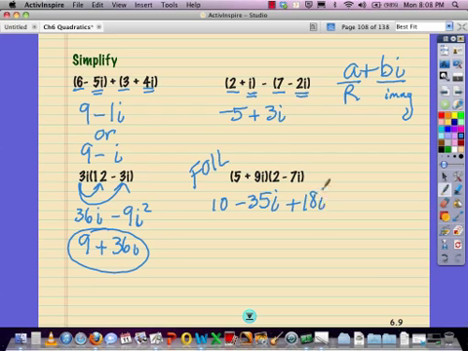Last times last, 9i times a negative 7i would be 63i squared. Now again, combine like terms and simplify wherever possible. So I'm starting to underline. I see some like terms. They both have variable i on them, so you're going to do some addition and subtraction.